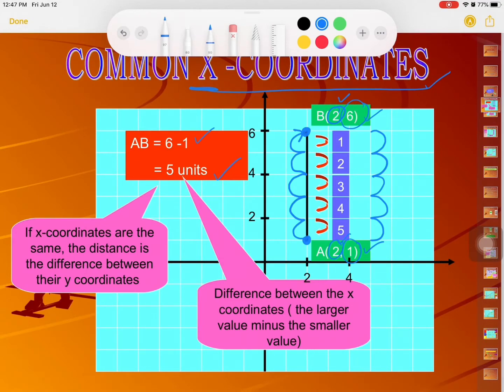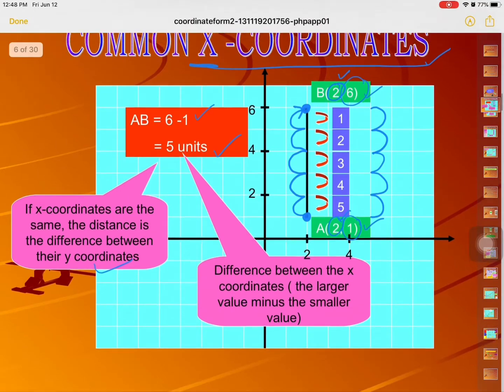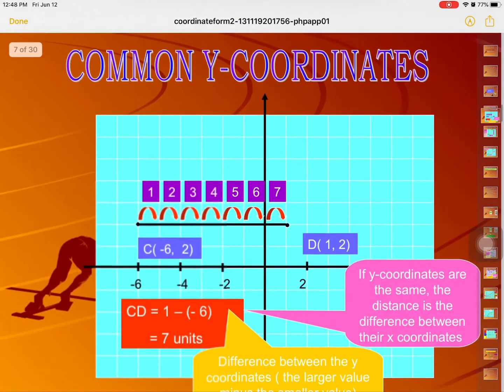Let's read here. If x coordinates are the same, the distance is the difference between their y coordinates. The larger value will be minus the smaller value. So this is easy. If you see that the x coordinate is the same, definitely you will have to deduct the y coordinates. Easy, right? Now let's look at the common y coordinates.